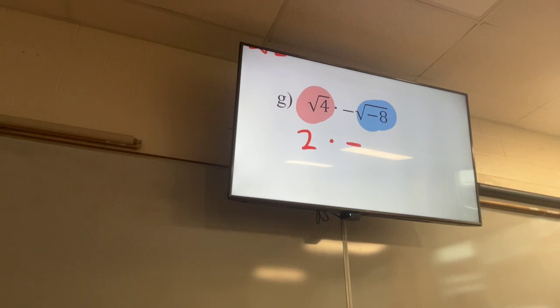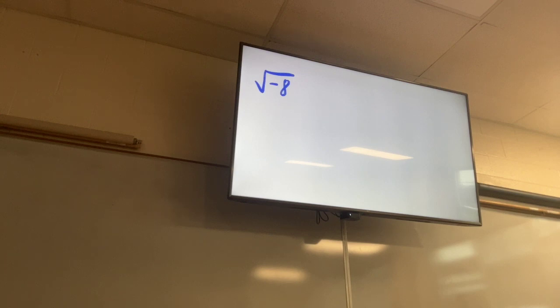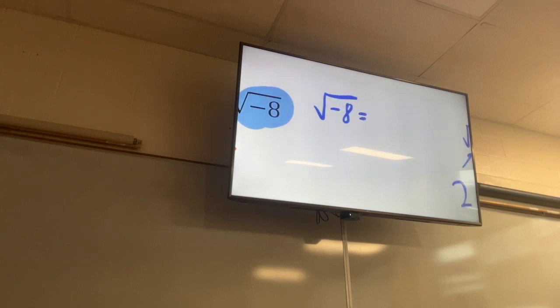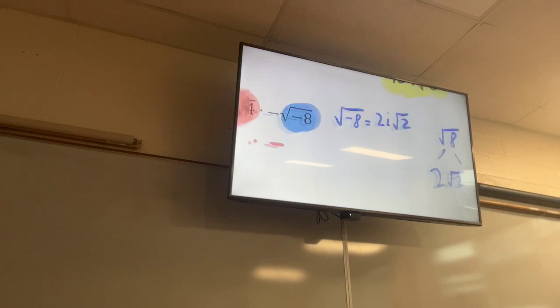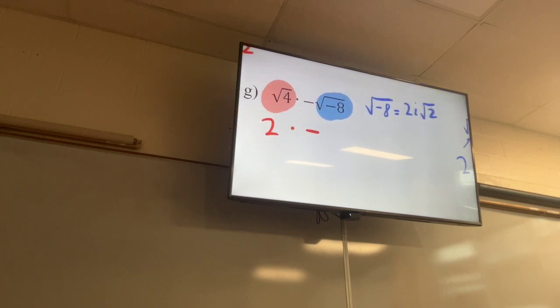What's the square root of -8? Let's think about what that is. How would I do the square root of +8? What is that? 2 root 2, yep. And then what does the negative there do? We just throw an I in there, 2i root 2. Yep. So this is 2 times minus 2i root 2.